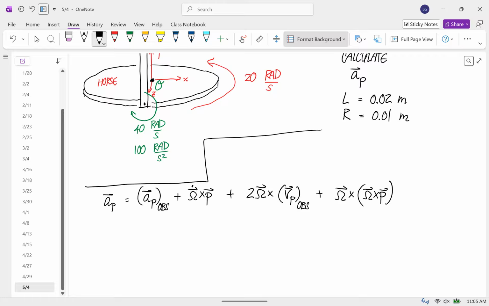And now we'll make our collection. So our omega dot is 0, 0, negative 100. You know it's negative because of the right-hand rule. So if you put your fingers in that rotation, your thumb is in the negative z direction. Your capital omega is also in the negative z direction, but that's 0, 0, negative 40.